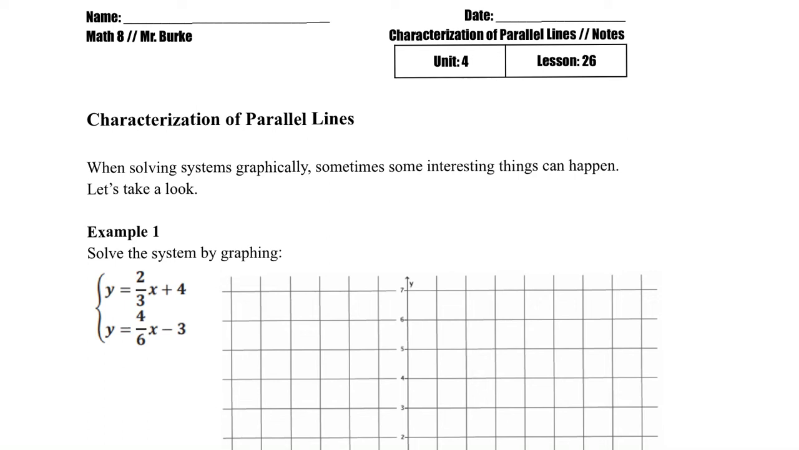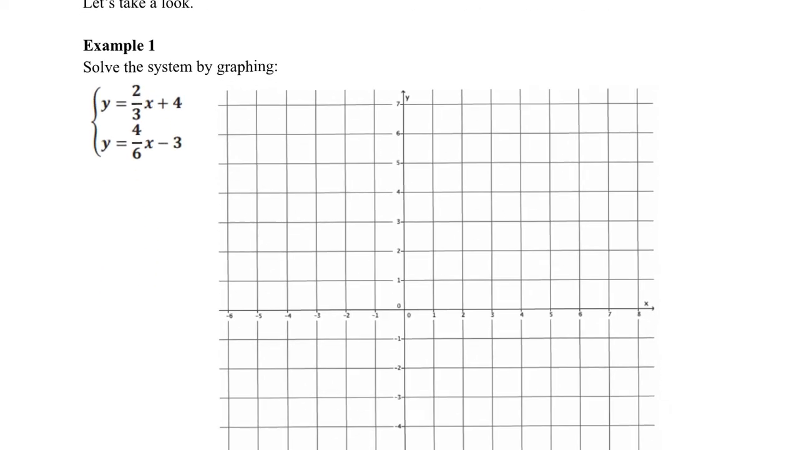All right, so in lesson 26, we're going to look at a couple of special situations here. I did tell you a couple of lessons ago that systems of equations only have one solution. Actually, that's not entirely true. Some systems of equations have no solutions, and some systems of equations have infinite solutions. So let's figure out what's going on there.